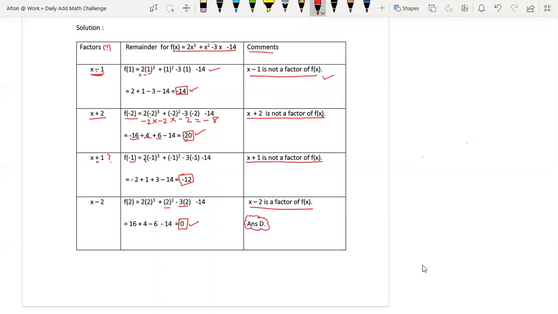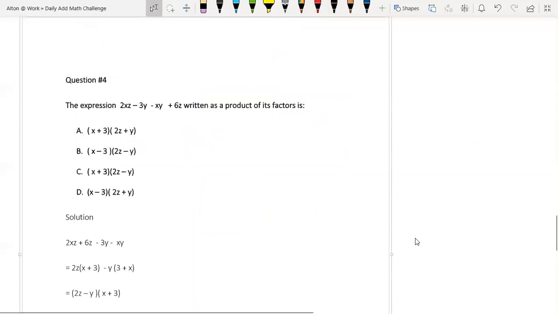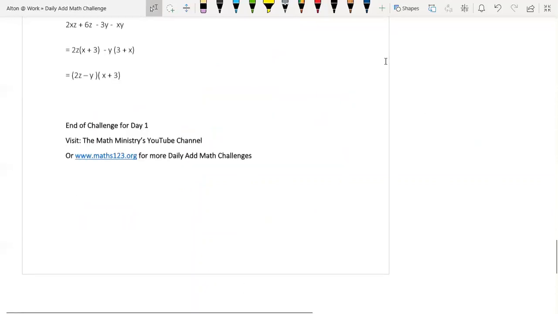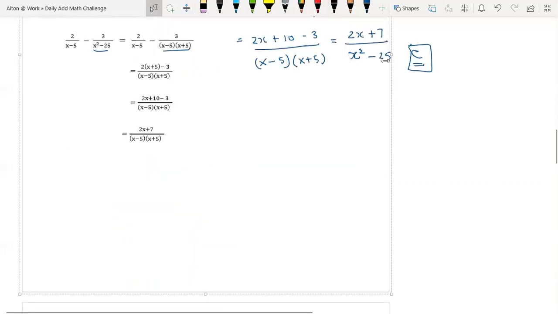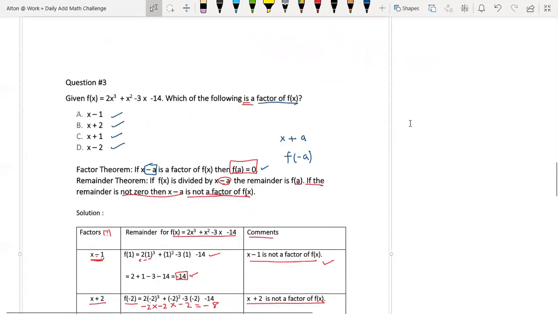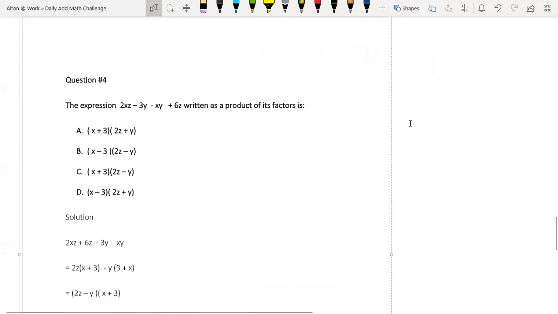So I hope this aspect of remainder and factor theorem is a bit clearer. And finally, our last sum. Let's go up a bit. Okay, I'm moving a bit too quickly there, a bit anxious to finish. So there it is.